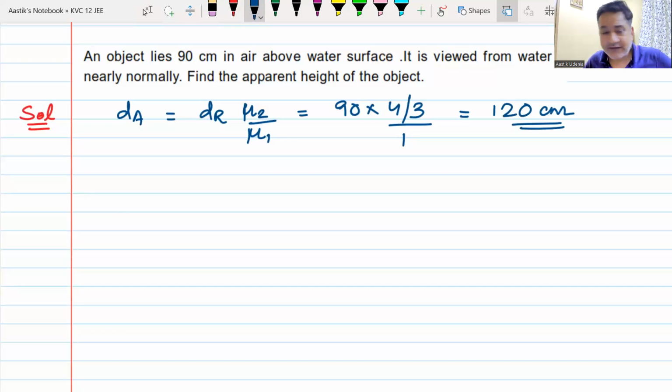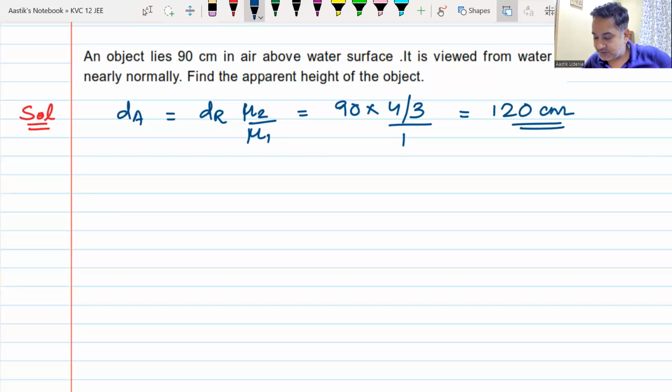Anyone could do this? Please raise your hands. I don't see the hands of all the students. Anyone got this? No? Otherwise, this entire exercise goes in vain if you don't understand it.